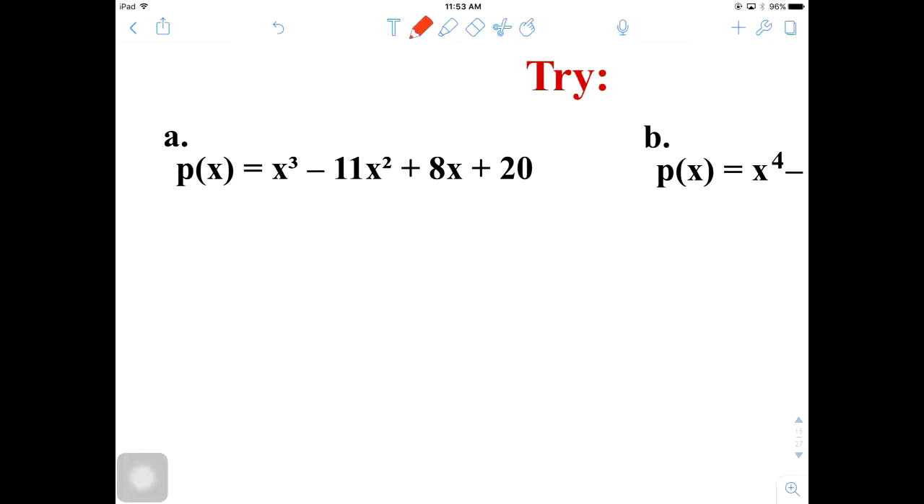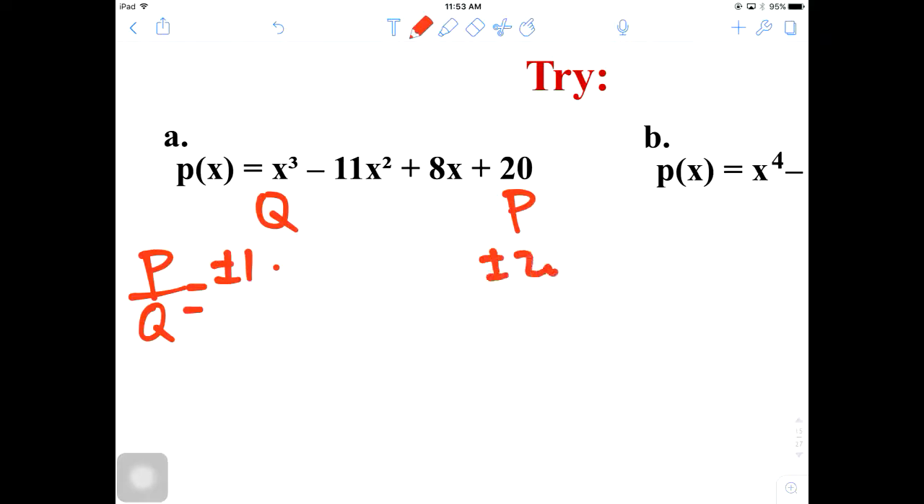Okay, hopefully you've had a chance to try the problem. We're going to try to factor, but you realize that there's actually no way to factor using the grouping method. It's not going to work out. So we're actually going to have to use the PQ method, the rational zero theorem. And so we find the possible zeros by finding the factors of 20. So that will be 1 and 20, 2 and 10, and then we have 4 and 5. And I think that is everything.